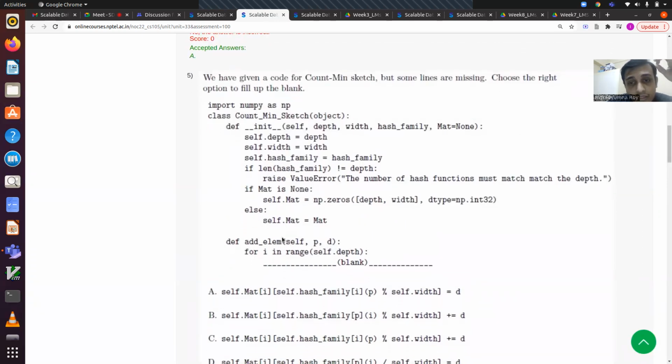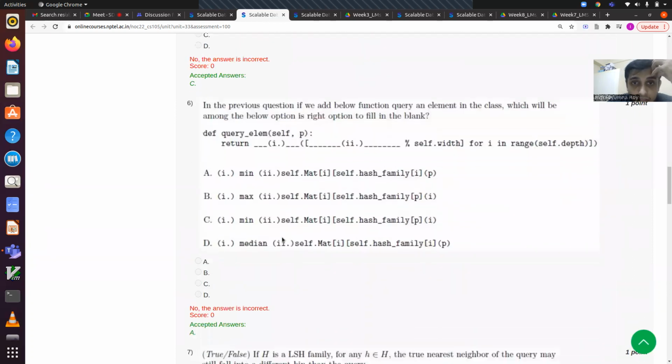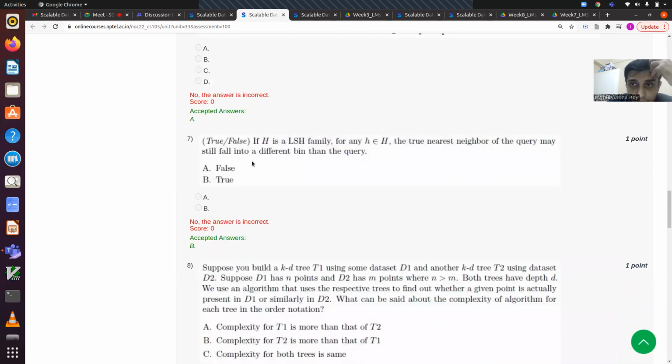And this seventh question. If H is an LSH family, and for any hash function in the LSH family H, the true nearest neighbor of the query may still fall into a different bin than the query. So yeah, I think this is true. Why would it be true? So why is it true, sir? LSH, I know, locality sensitive hashing. That for near similarities, there may be a problem. So we can see through LSH.